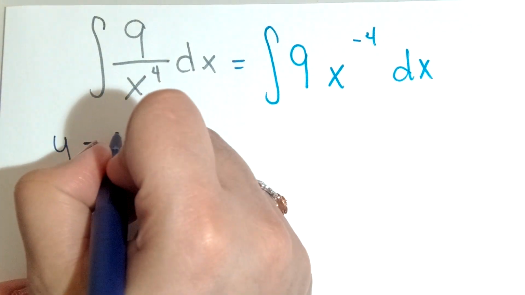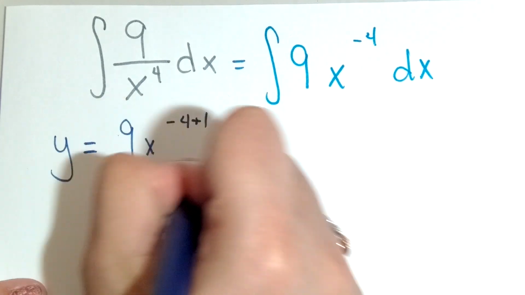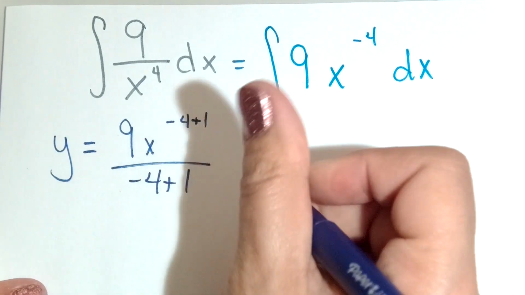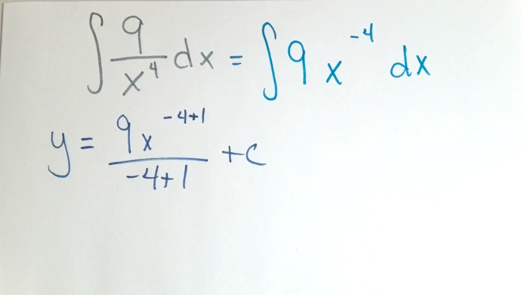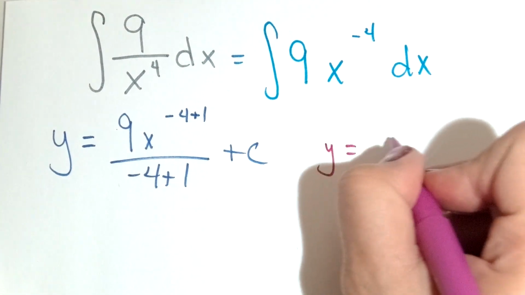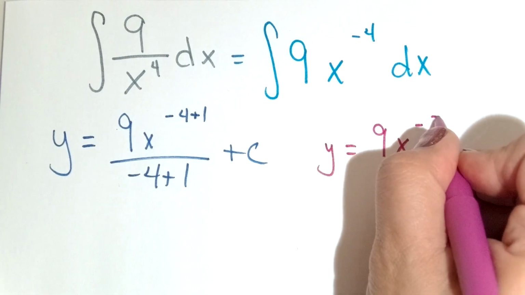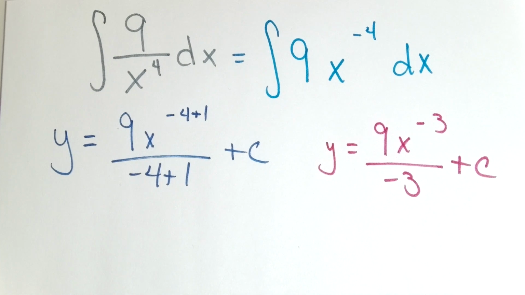So y equals 9x to the -4 plus 1 over -4 plus 1, plus c. Are you done? No, you have to simplify some more. So y equals 9x to the -3 over -3 plus c. Does everybody see where I'm getting these numbers from? Does anybody have any questions about where I'm getting these numbers from?